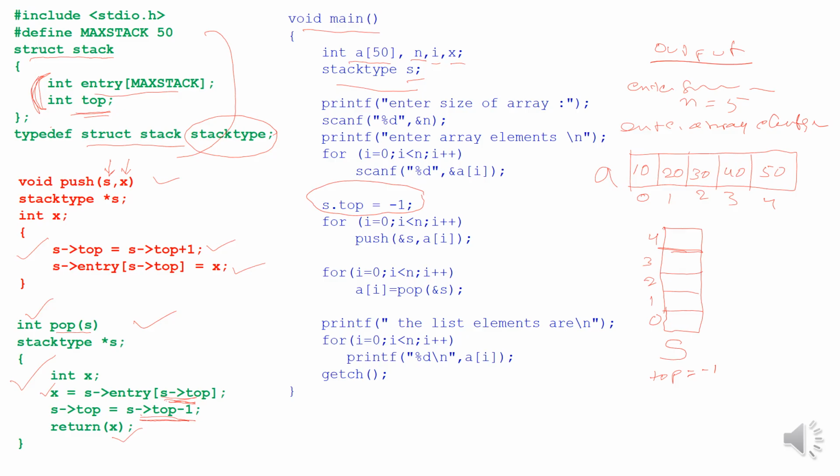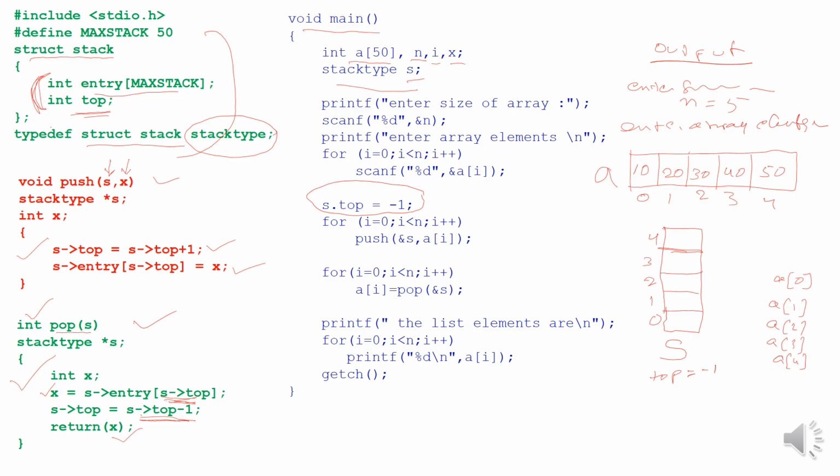Then for i assigned to 0, i less than n, i plus plus, where n is 5. So i is 0, i less than 5, i plus plus, push s comma a of i. So i varies from 0 to n. So a0 is pushed. Then a1 is pushed. Then a2 is pushed. Then a3 is pushed. Then a4 is pushed.